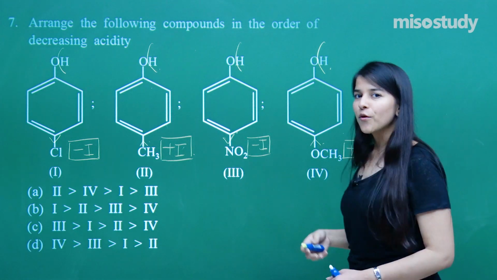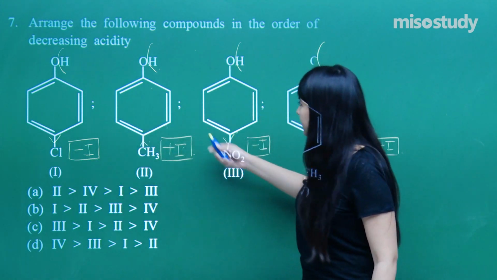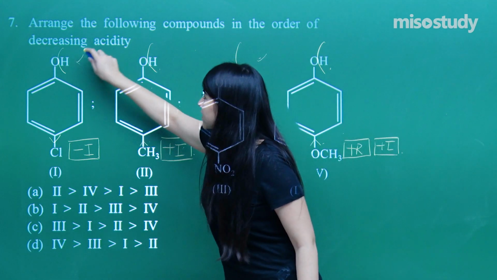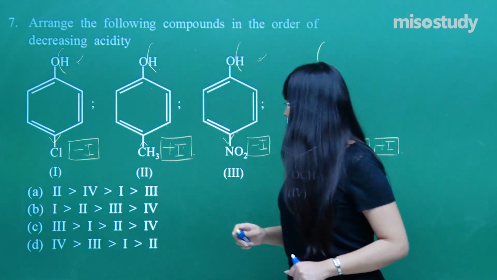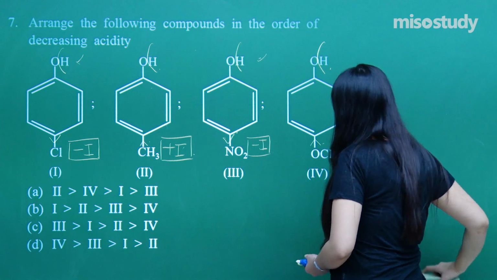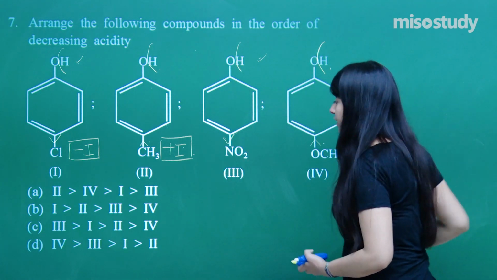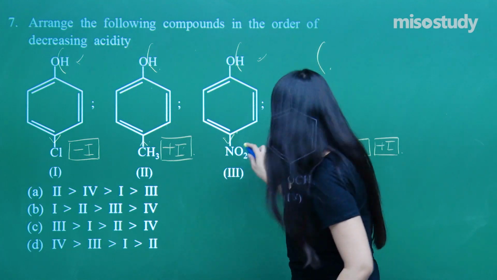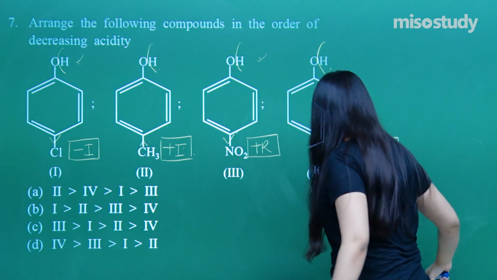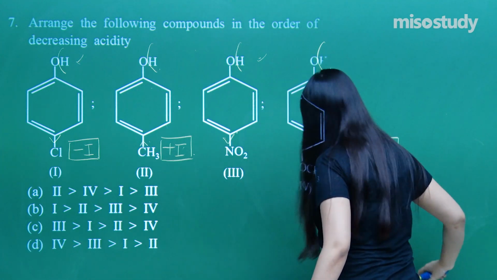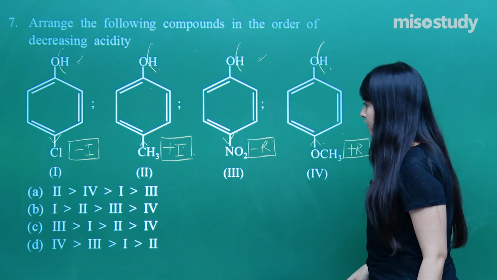So I hope you all have got the answer by now. I've got 2 minus I. These two structures will be acidic out of the 4. Now I need to choose one. Whenever the NO2 is attached onto the benzene ring, it shows most prominently the minus R effect. Since this is withdrawing, it will be showing minus R effect.